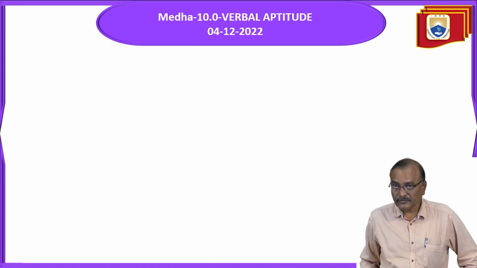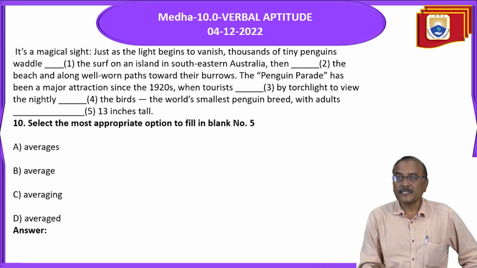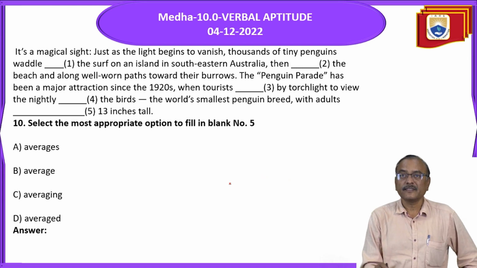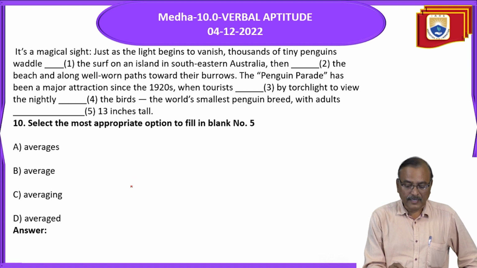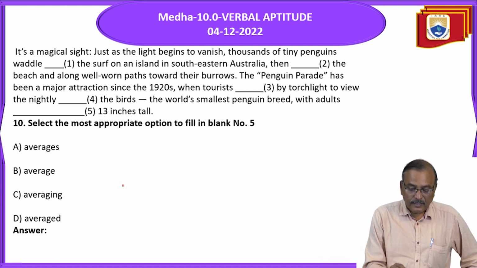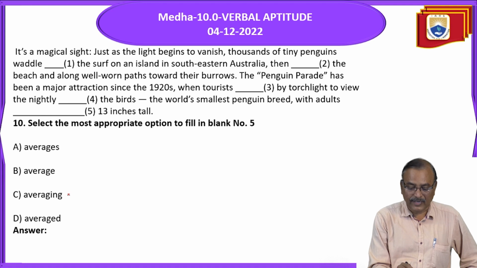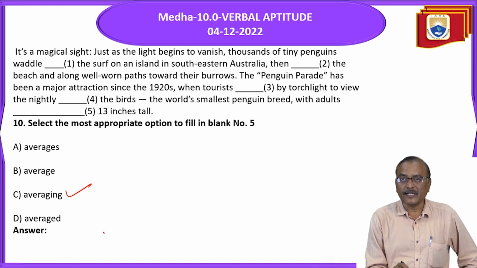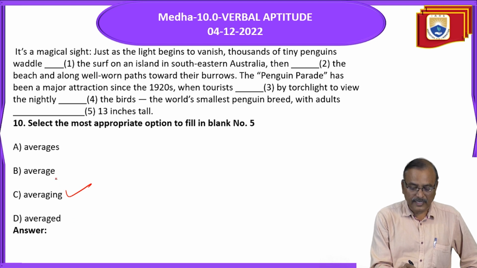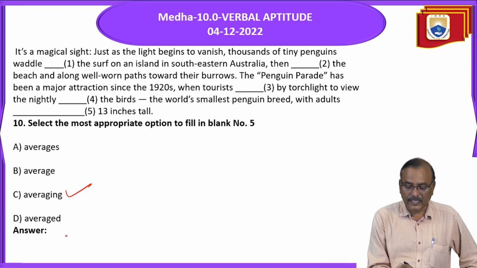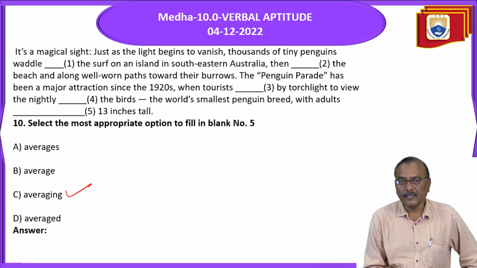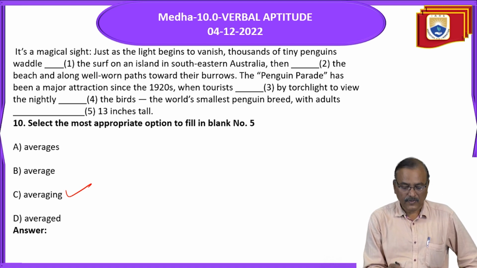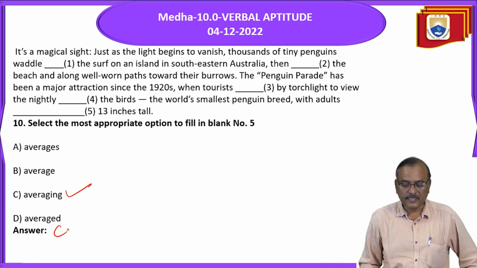The world's smallest penguin breeds with adults. Yeah. Fifth blank. Adults averages is wrong. With adults averaging 13 inches tall. So it should be, okay, averaging. So here don't get confused. With adults average 13 inches tall is wrong. Averaging is the correct option. So here option C.